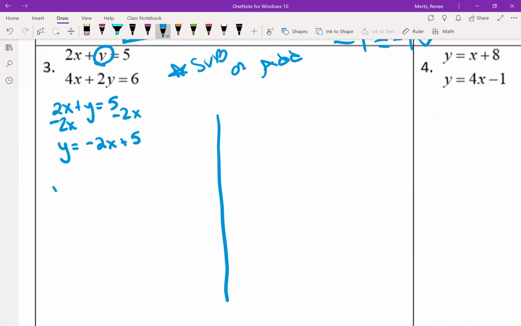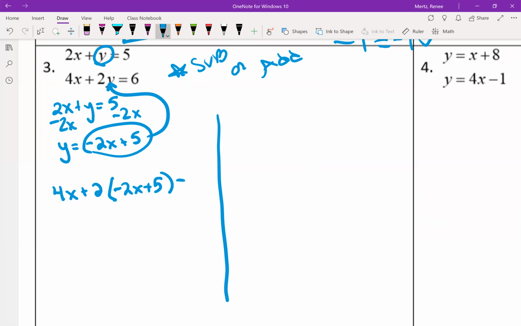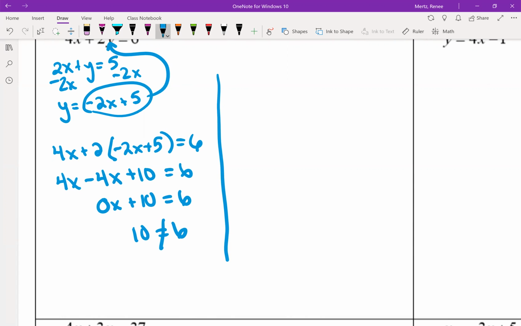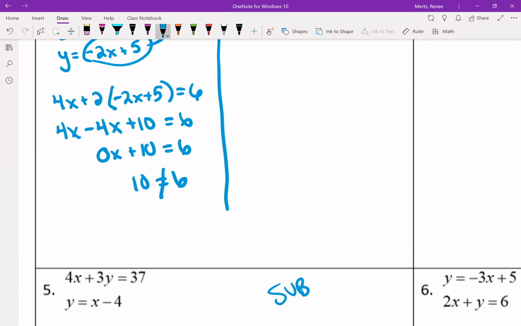I would plug that in, so I have 4x plus 2, and this is going in place of that y, times negative 2x plus 5 equals 6. I get 4x minus 4x plus 10 equals 6. 0x plus 10 equals 6. So I end up with 10 equals 6. When we were solving equations and that happened, it made it a no solution.